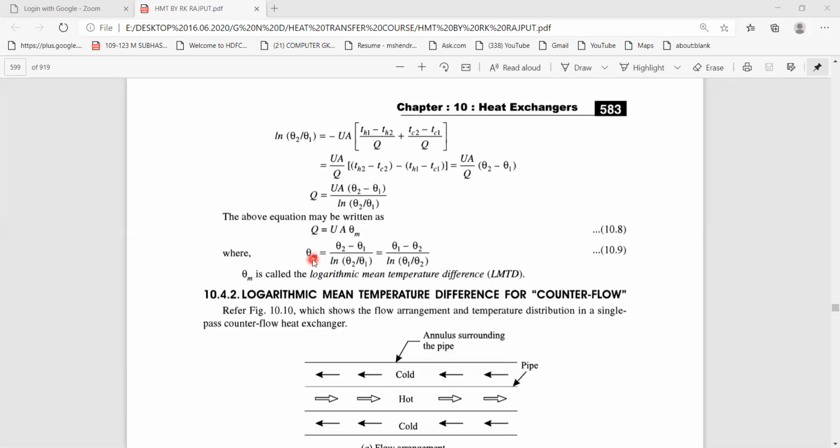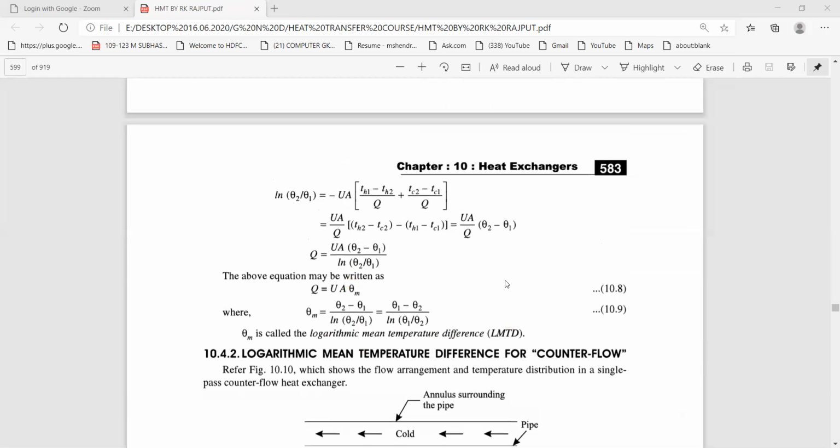Theta m can be written as (theta 2 minus theta 1) divided by ln of theta 2 by theta 1. Or this equation can also be written as (theta 1 minus theta 2) divided by ln of theta 1 by theta 2. Both are the same. Take the minus sign outside the bracket, and if we reverse the numerator and denominator inside the log, you will get a minus sign. Minus minus will get cancelled, and you get (theta 1 minus theta 2) divided by ln of theta 1 by theta 2. Both are the same. So theta m is known as the logarithmic mean temperature difference.